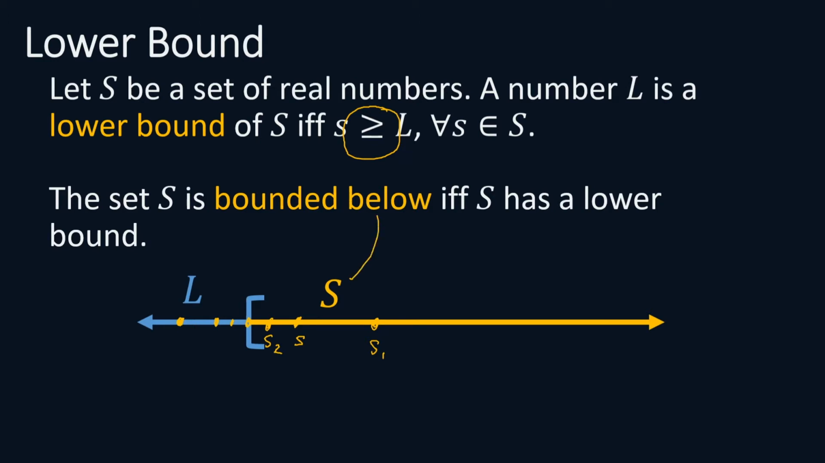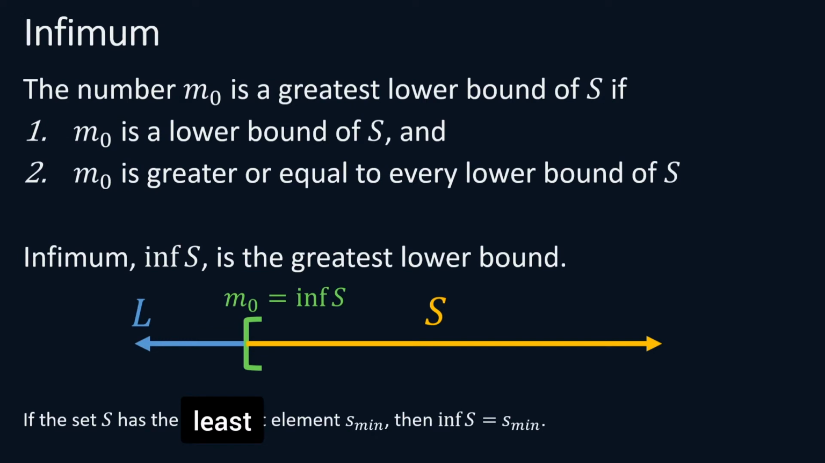S is described as bounded below and L is referred to as the lower bound. You can identify several points in the blue ray in the same manner that you can identify infinitely many lower bounds for the set S. Among these lower bounds, we can identify the greatest of them all. Thus, we need to talk about the infimum. What is the infimum? It's the greatest lower bound.